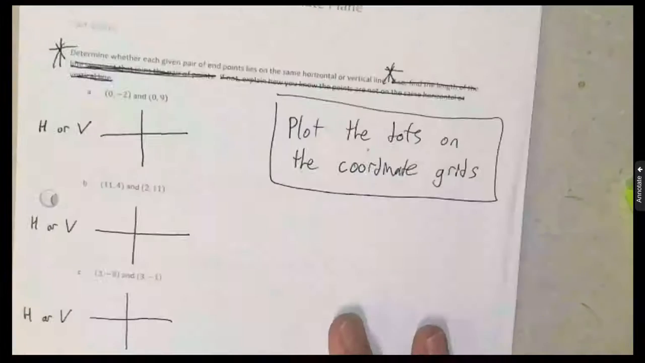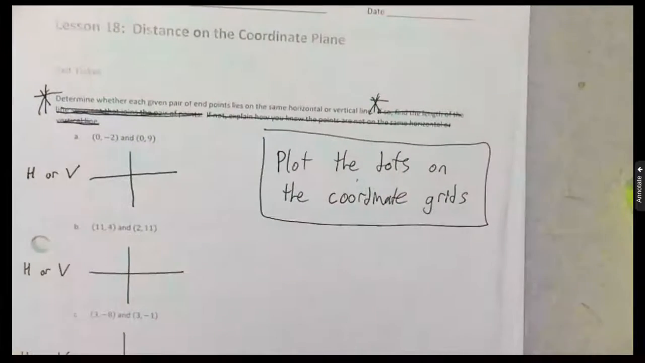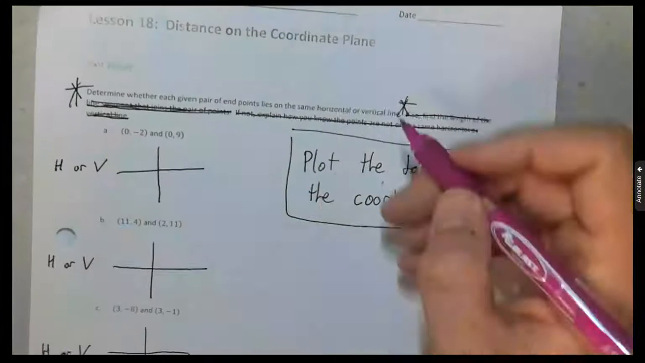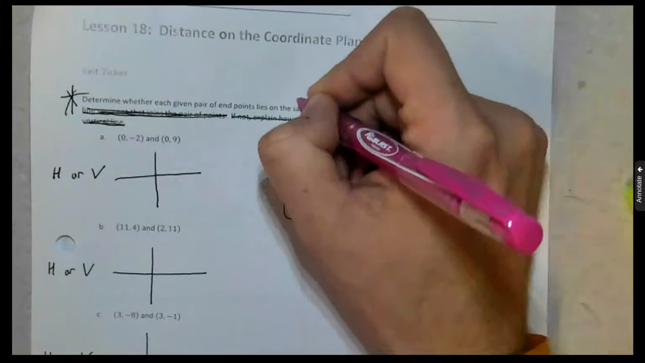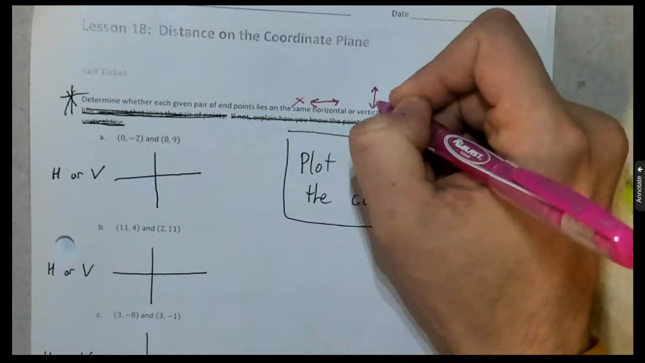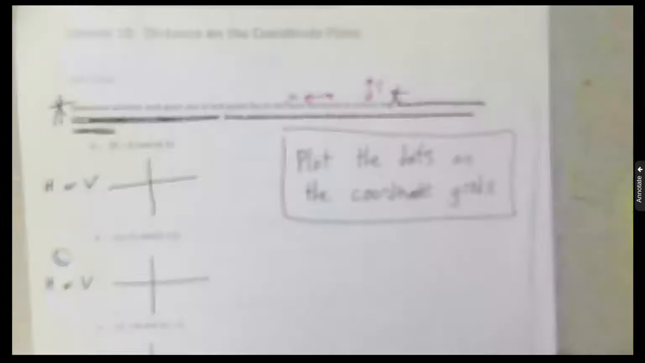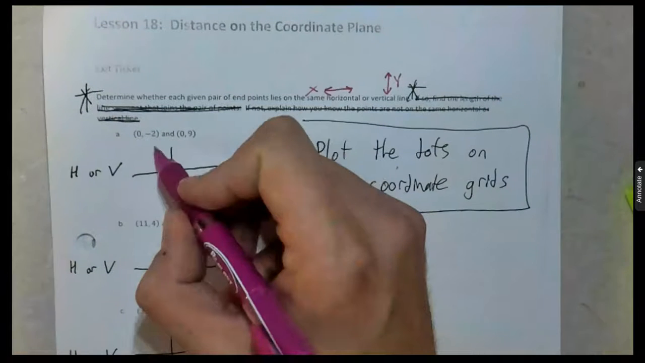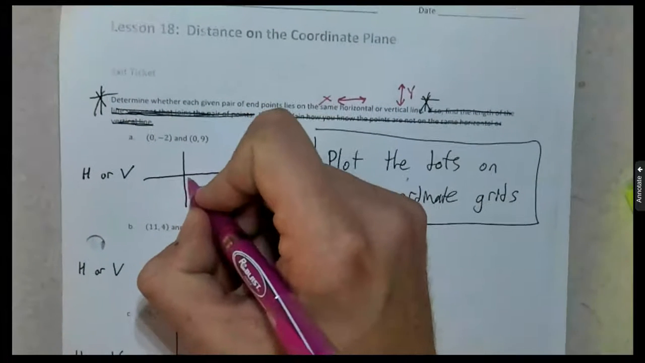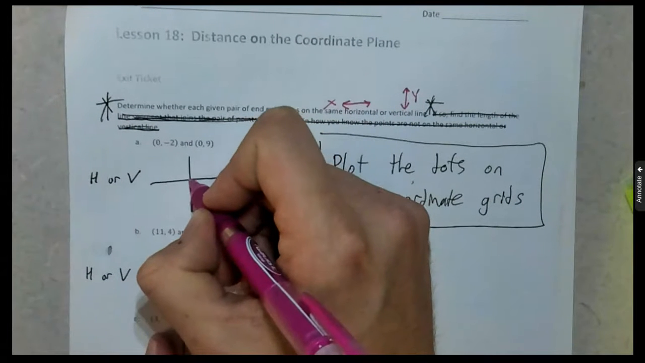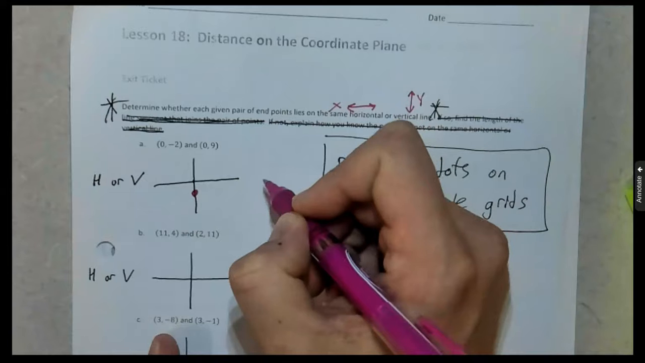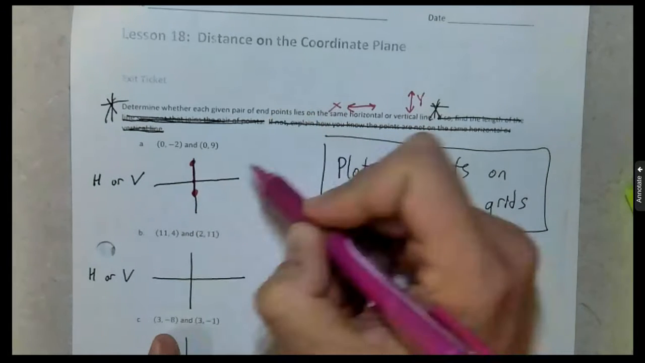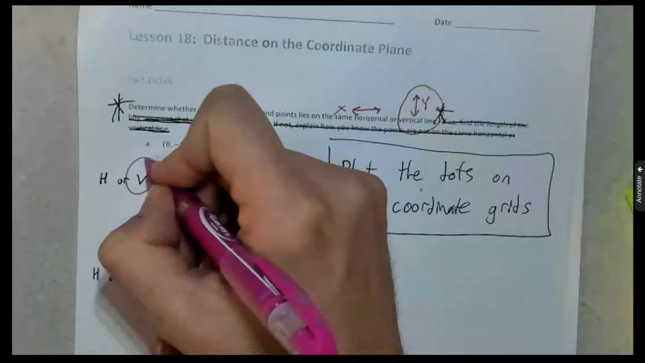18 is our last one, so I'm going to try to power through this, and hopefully you will too. I've changed it to make it very straightforward. Determine whether each given pair of endpoints lies on the same horizontal or vertical line. So you're going to say H or V, horizontal or vertical. We've got (0, -2). I'm just going to ballpark these, and you'll be able to tell. Over 0 down 2, and over 0 up 9. Looks like they're going up and down, so that's going to be vertical.